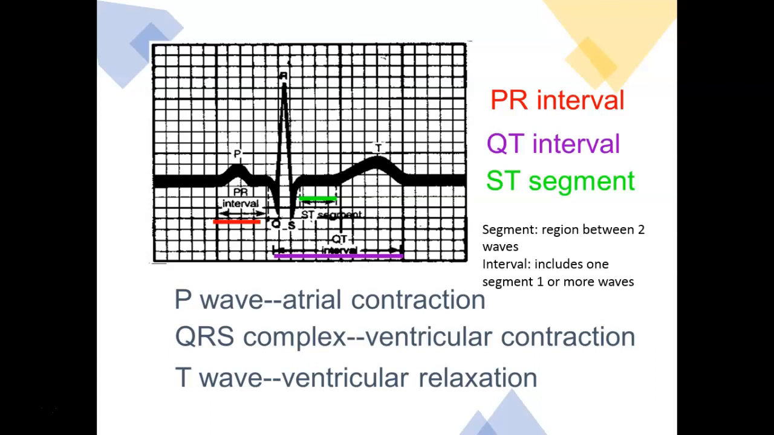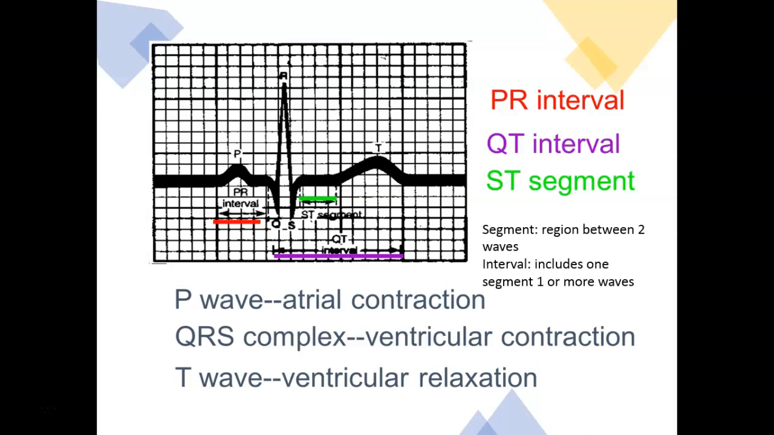What is depolarization? Depolarization is caused by the flow of ions, and remember, ions have an electrical charge. So the P wave is measured when the atria contract. Then the QRS complex is the depolarization and contraction of the ventricles. And then the T wave is ventricular relaxation.